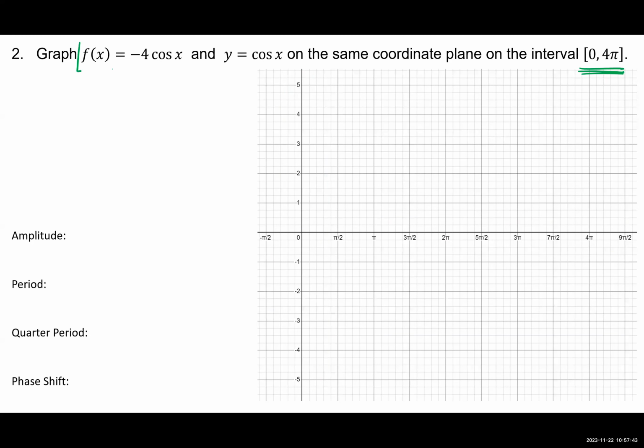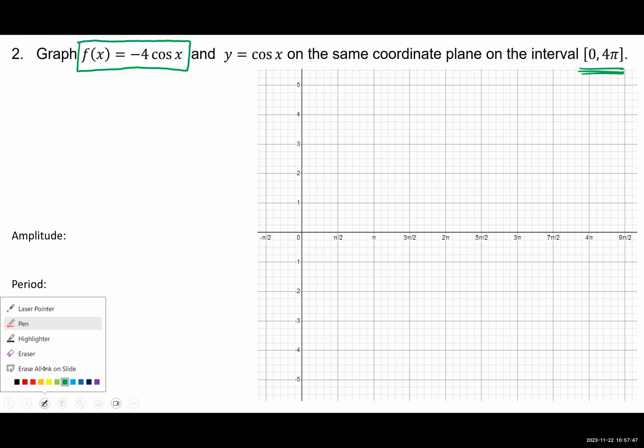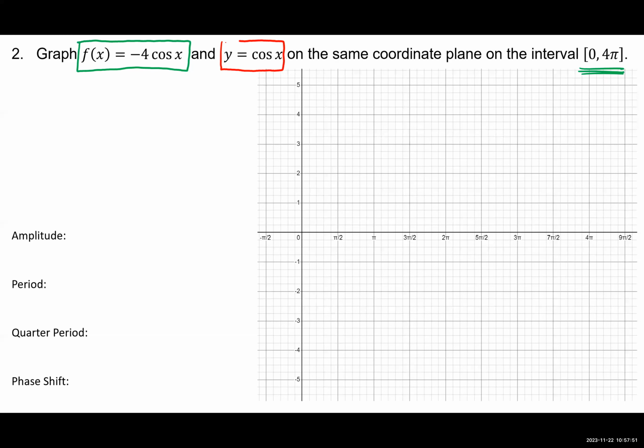All right, so again, I'm going to graph the one we're looking for in green. I'm going to graph the other guy, the plain old cosine graph, in red. So I'll start with that. Cosine graph starts at 1, starts up, goes down to 0, goes down to the minimum, goes back up to 0, and then goes to the maximum. Right? Cosine graph starts up and then does sort of the same thing as the sine graph.